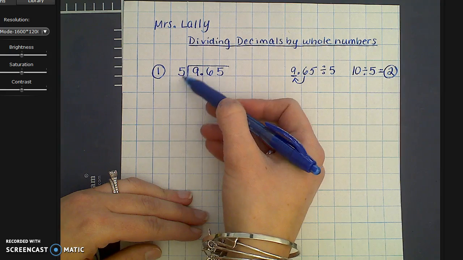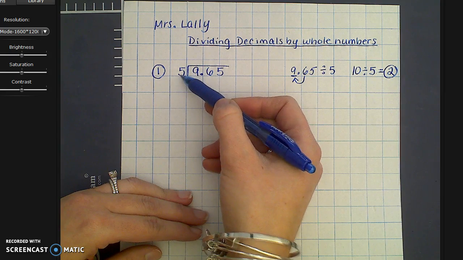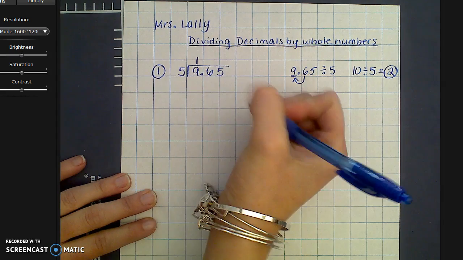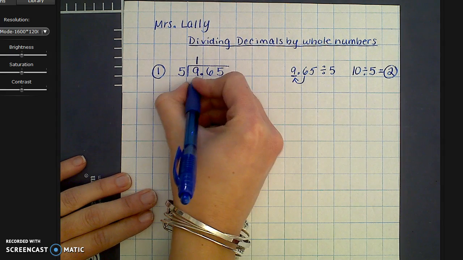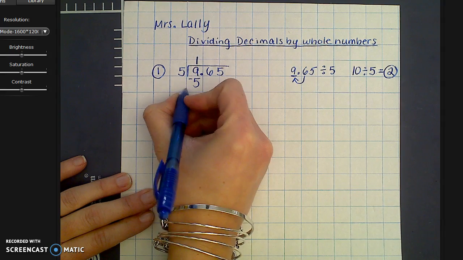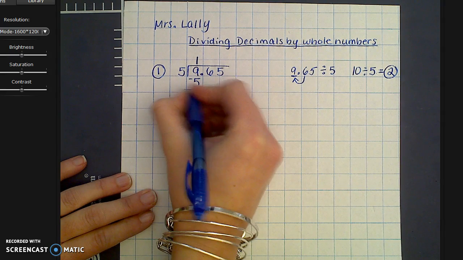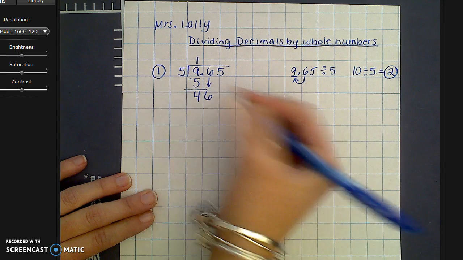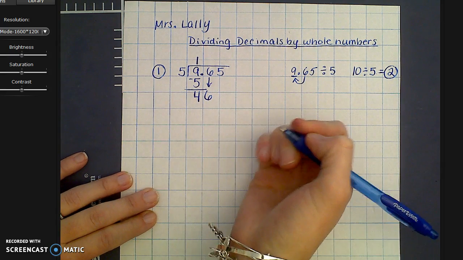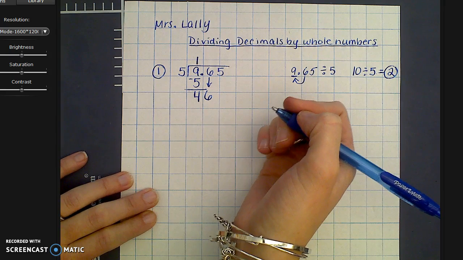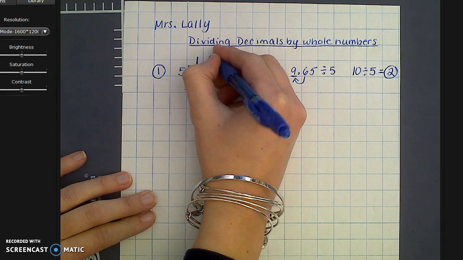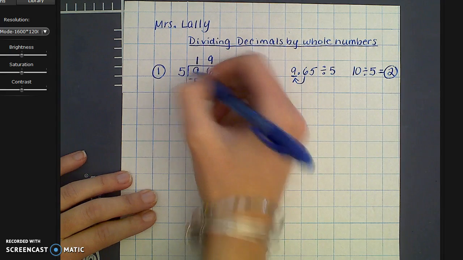So let's start by asking ourselves, how many times does 5 divide into 9? Well, I know 5 goes into 9 once, so I'm going to put a 1 above the 9. 1 times 5 is 5. Next is to subtract, so 9 minus 5 is 4. And I'm going to bring down my next digit, which is a 6. Okay, let's repeat. How many times does 5 go into 46? If you said 9 times, you're right. Put a 9 up above the bar. 9 times 5 is 45.